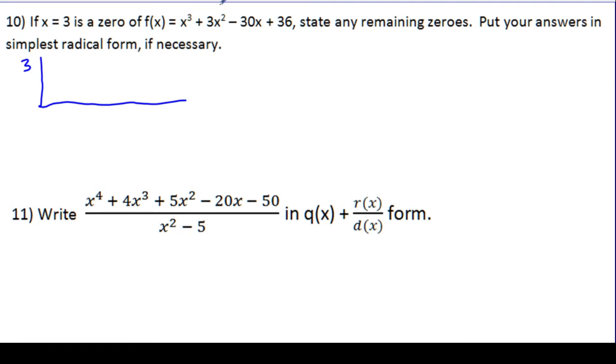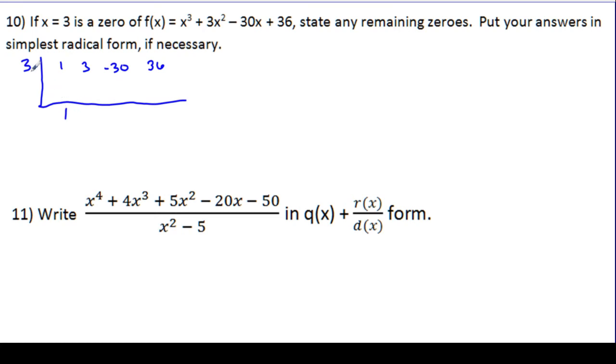So I have a cubed term, a second power, a first power, and a constant term, so I'm not missing anything. You always want to double check that. So I'm going to say 1, 3, negative 30, and positive 36. Okay, so let's do our synthetic division.